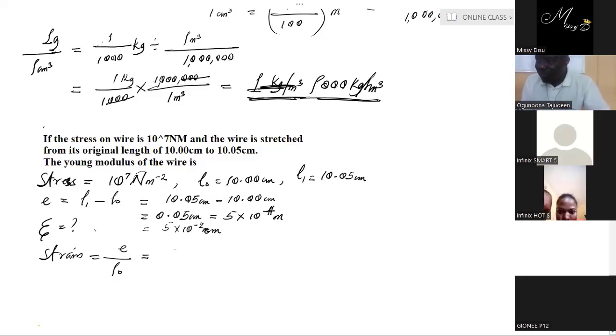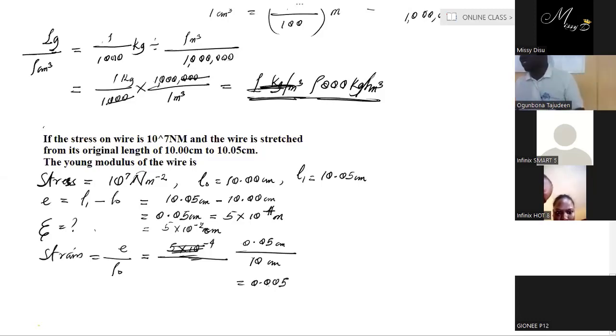So this is 5 times 10 raised to power minus 4 over original length, which is, okay, I should have even left it like that. Since both of them are centimeter, let me just leave it like that as 0.05 centimeter over 10 centimeter. So it will give us 0.005 since it is unitless. That's why it has to be like that.